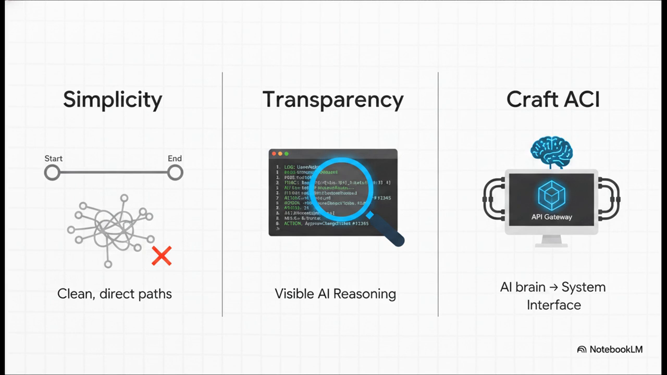First, maintain simplicity in your agent's design. Don't build a massive autonomous agent if a simple chained workflow will do the job. Second, prioritize transparency. Force the LLM to explicitly write out its planning steps so your engineers can audit its thought process right there in the logs. And third, carefully craft your agent-computer interface, or ACI. This last one is so critical that we really need to look at it closer.